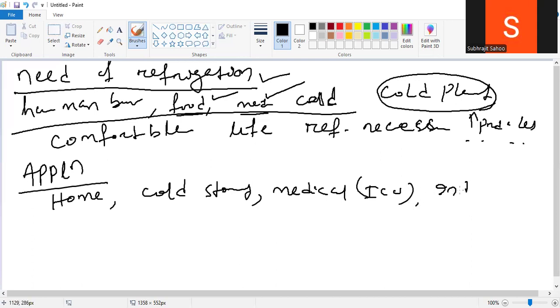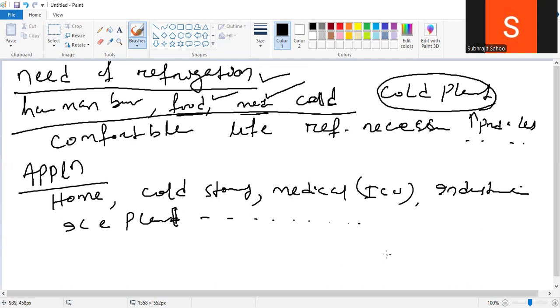Several industries are also using it. In industries, the ice production plant, which is the ice plant, is also using it. Like this, a number of applications we are going to get. This is called the application of the refrigeration cycle.